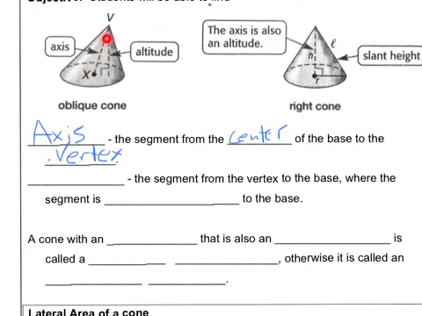You see here the axis is tilted because it's an oblique cone, and here it goes straight up and down because it's a right cone. So if it doesn't go straight up and down, it's called oblique. If it's tilted like this, it's an oblique cone. But our formulas are actually going to be the same, which is kind of nice.